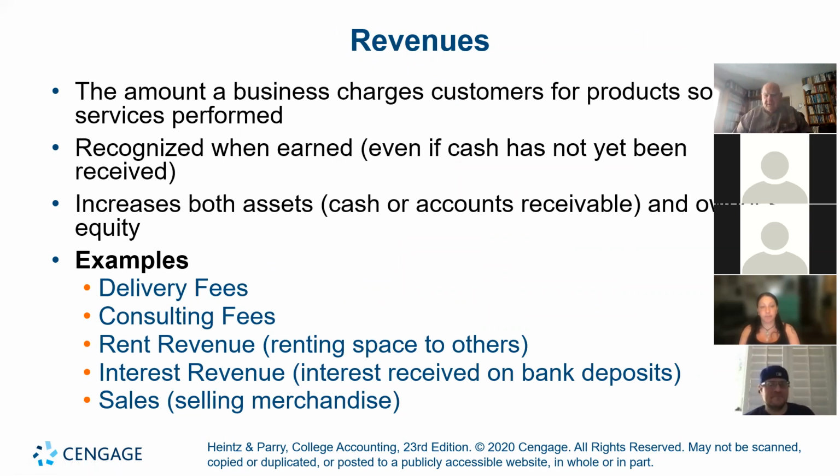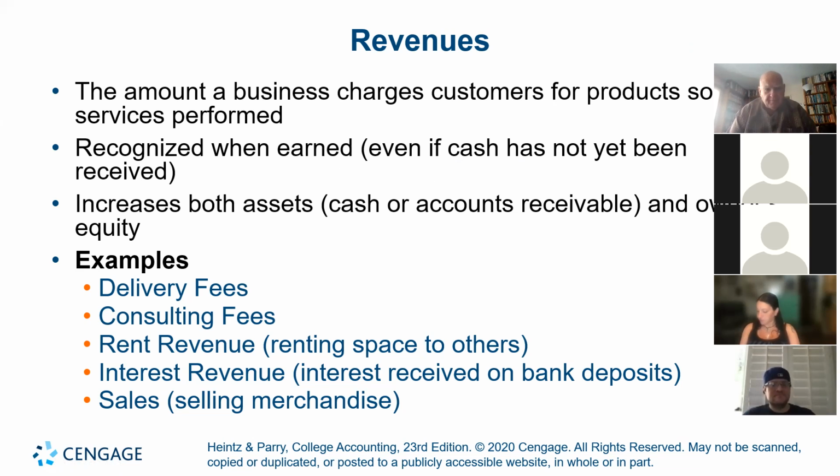Now we're going to introduce something else. We said that the accounting equation is assets equal liabilities plus equity. The things that affect equity are going to be revenues, meaning sales, expenses, and something called drawing. And we're going to talk about that now. Revenues are what you charge customers for the products sold or services rendered, okay? Recognized when earned, even if the cash has not been received. And that is so very important.